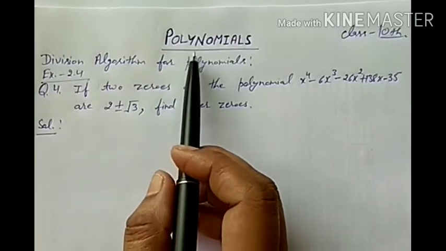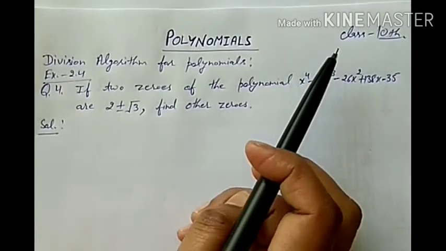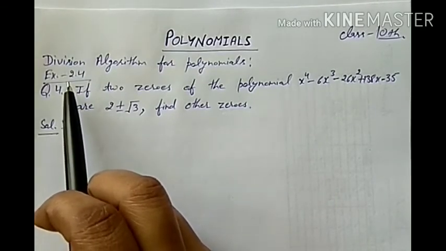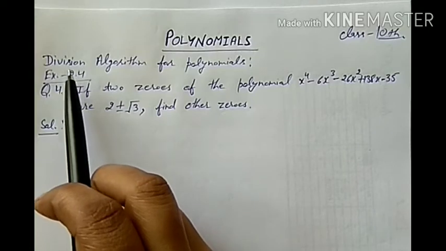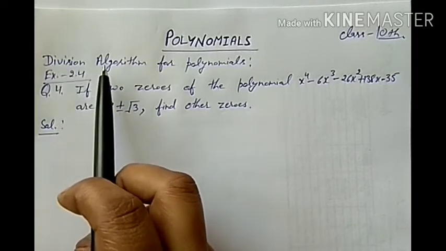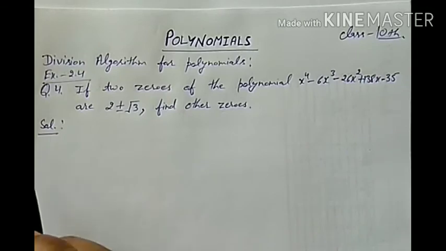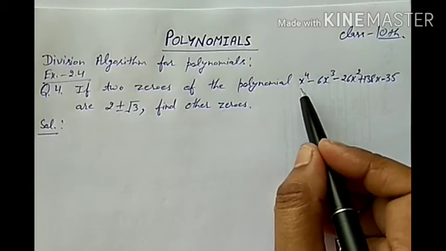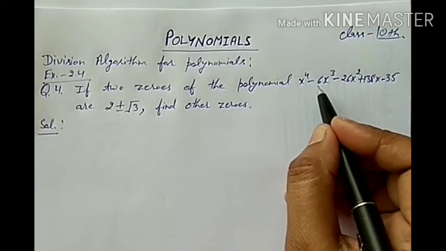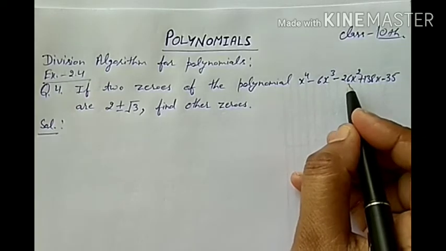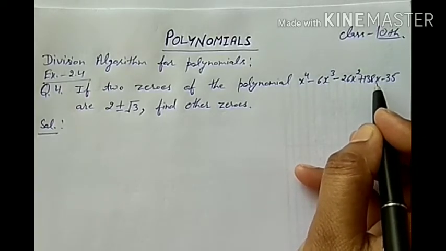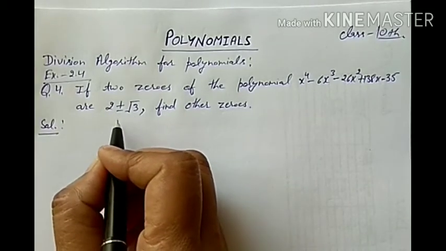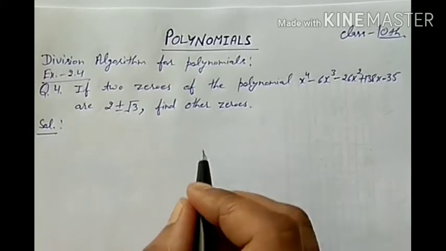We are doing Polynomials, second chapter of class 10th NCERT book. Today we will solve problems of exercise 2.4 based on division algorithm for polynomial. Our problem is, if two zeros of the polynomial x raised to power 4 minus 6x cube minus 26x square plus 138x minus 35 are 2 plus under root 3 and 2 minus under root 3, then find other zeros.